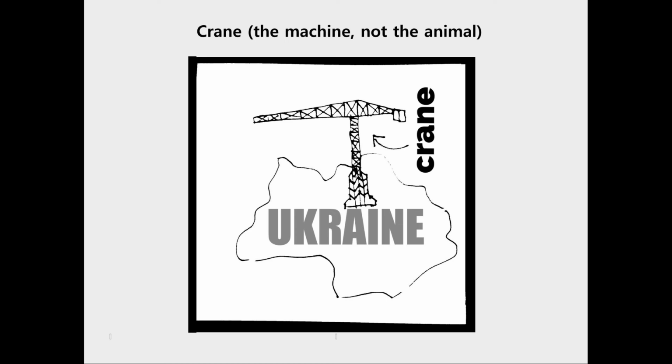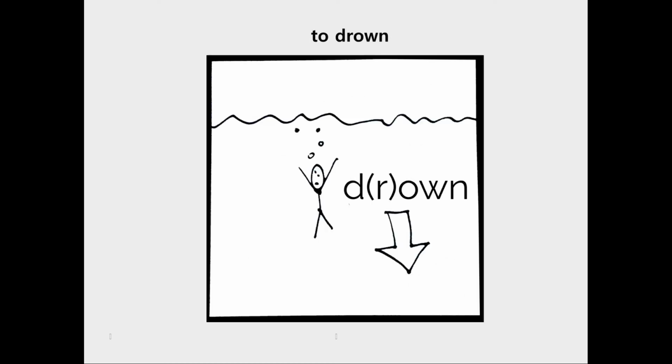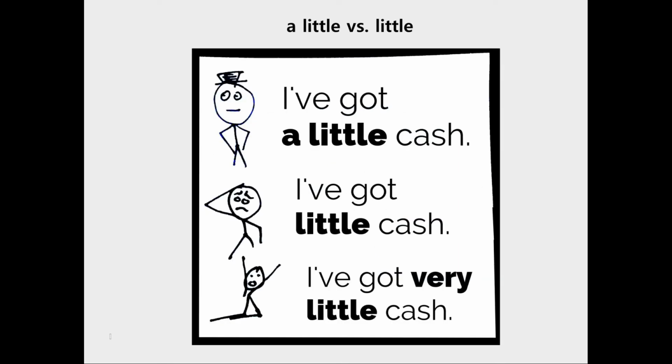What about drown? Well, which direction? You go down. If you're drowning, there's only one direction you go, and that's down. So this word is already in the word. That helps. It's a word they know. Use what they know. A little versus little.